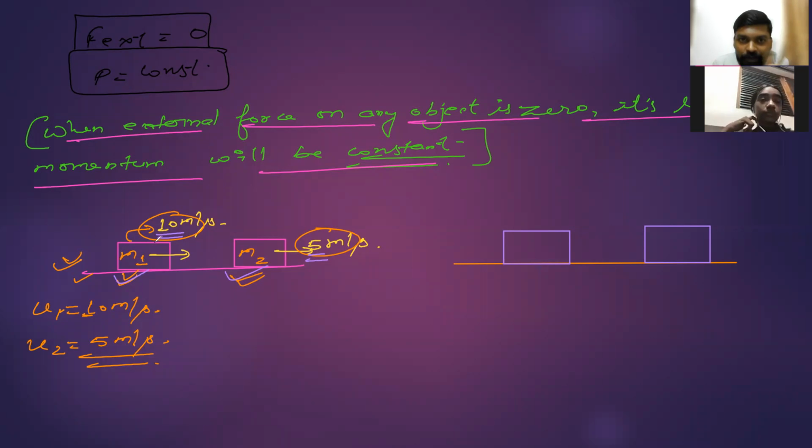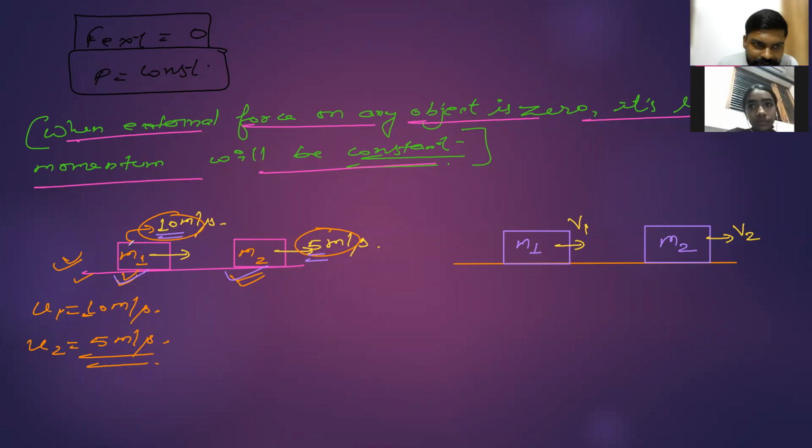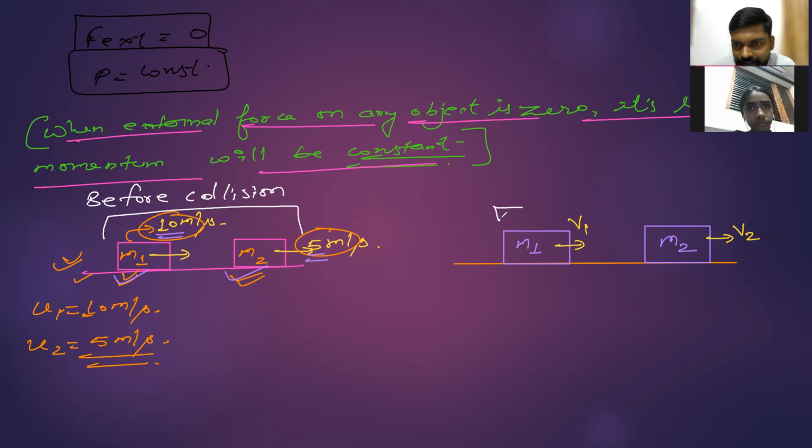After the collision, their velocity will change. This block is of mass m1 and this block is of mass m2. Now the velocity of this block becomes v1 and the velocity of this block becomes v2. I am talking about this situation, this is before collision, and this situation is after collision.